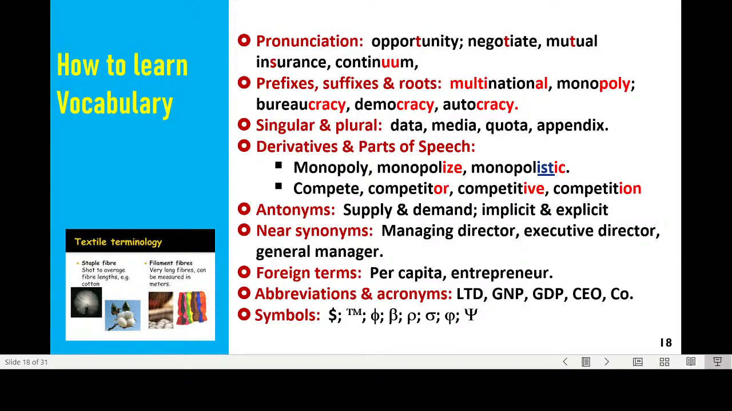Also, when we read, we come across abbreviations and acronyms. Acronyms are a combination of letters, and the combination consists of letters taken from the first letter of each word in the name of an organization or a university or a company. There are also symbols. We need to know what they mean, such as the dollar symbol or TM for trademark.